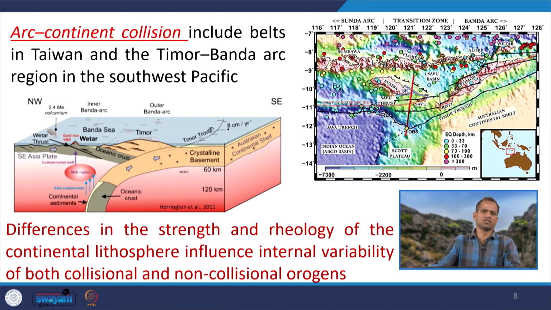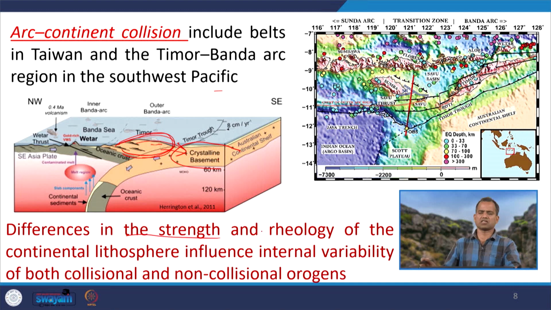Arc-continent collision includes the belts of Taiwan and the Timor-Banda arc region in the southern Pacific. Here we have Timor and this is the Banda Sea, and here there is collision between the Australian shield as well as the Timor arc and Banda arc. So, the Australian shield is the continental system, and the Timor and Banda arcs are developed due to the subduction system, and finally with time the Timor arc is colliding with the Australian shield and is welded together, and this is the growth of the Australian shield occurring.